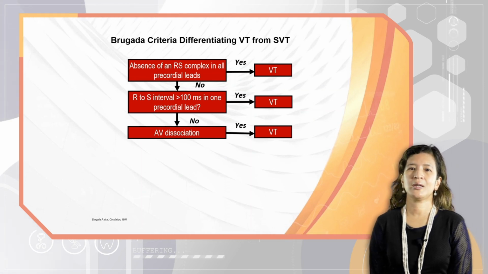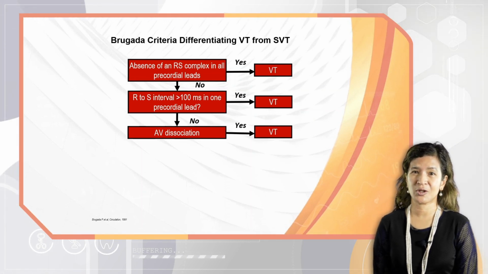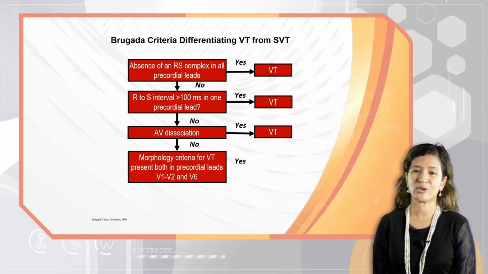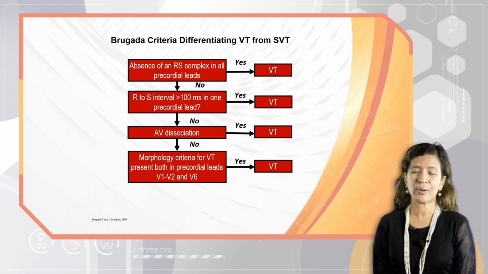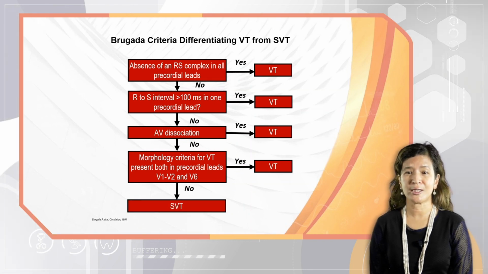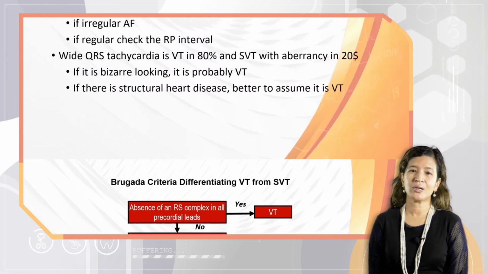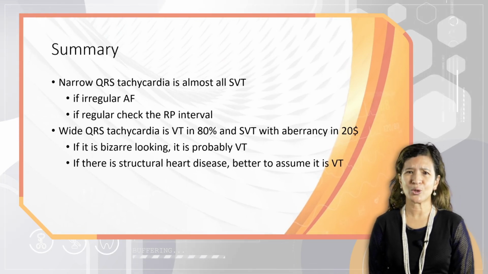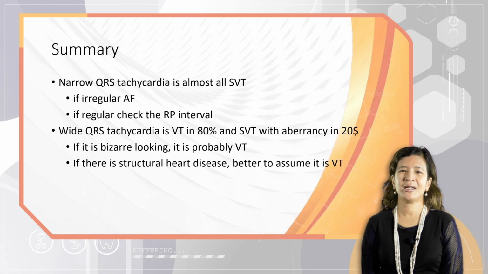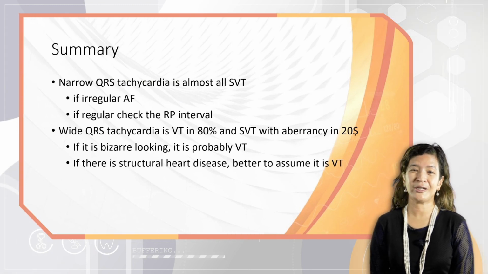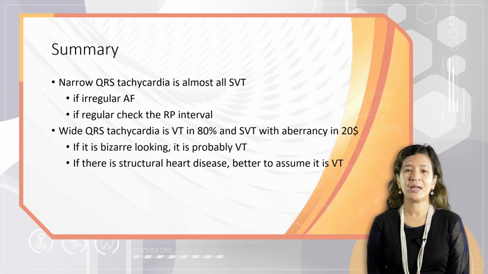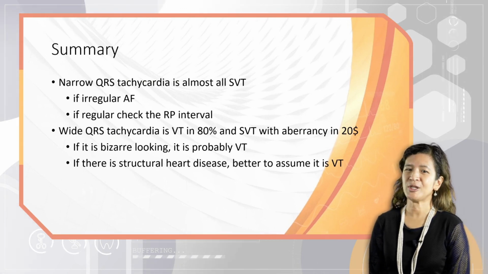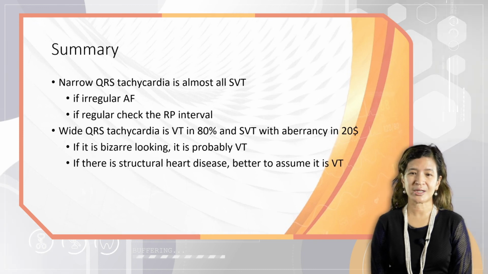And finally, the most popular, the morphology criteria. When the morphology criteria are atypical, that favors VT. When they are typical, then that favors SVT with aberrancy. So in summary, narrow QRS tachycardia is almost always SVT. If it is irregular, think of atrial fibrillation. If the narrow QRS tachycardia is regular, check the RP interval to narrow your diagnosis.